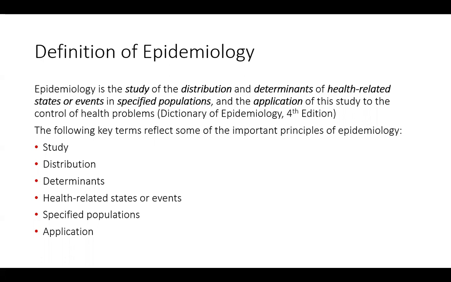So an epidemiologist asks why means why did the disease occur? So what is the cause of the disease? What are the risk factors for the disease? Or how did the disease occur? So what is the mode of transmission of the disease? So these are the 5 W's that an epidemiologist asks.